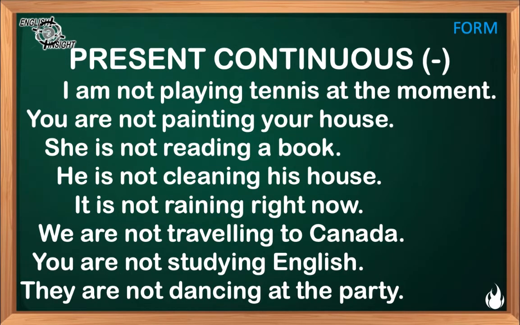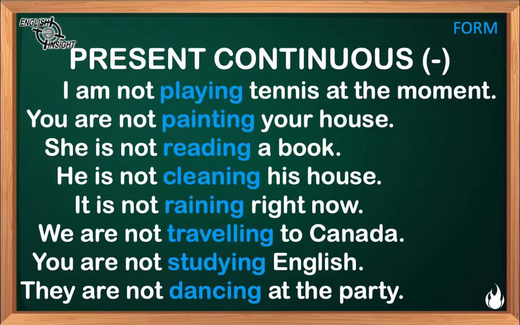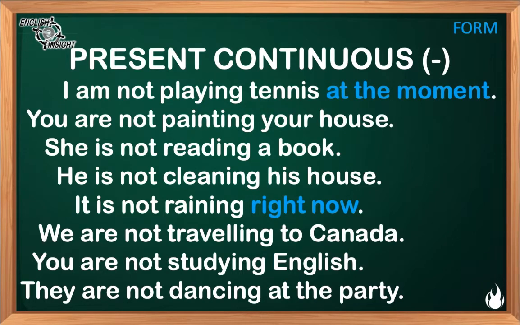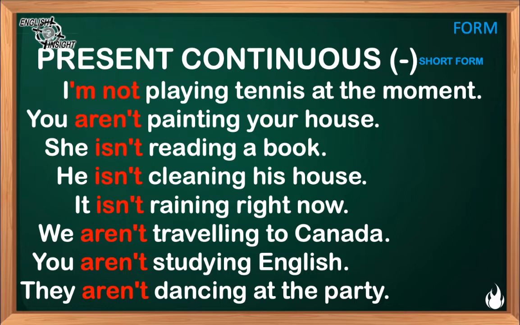Present continuous in negative. Subject, auxiliary be, the word not, the main verb conjugated in present participle, the rest of the sentence, and time expressions. It is possible to use the short form in negative. In this case, am not, aren't, and isn't.